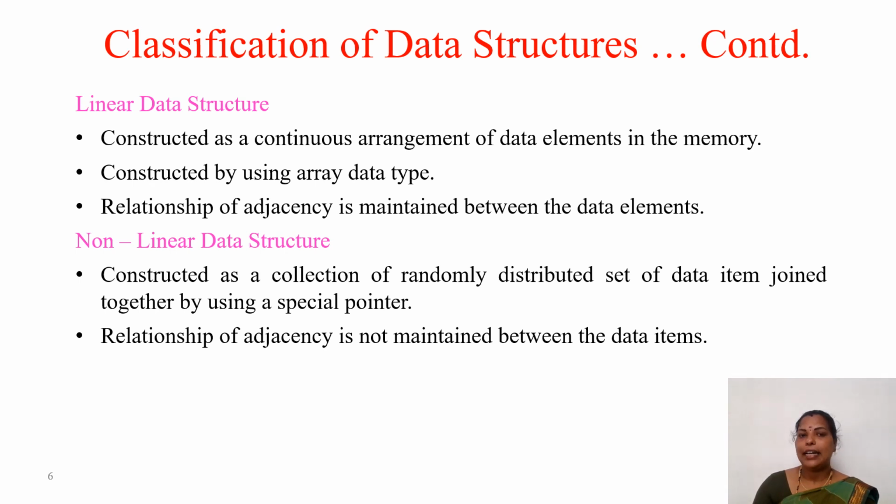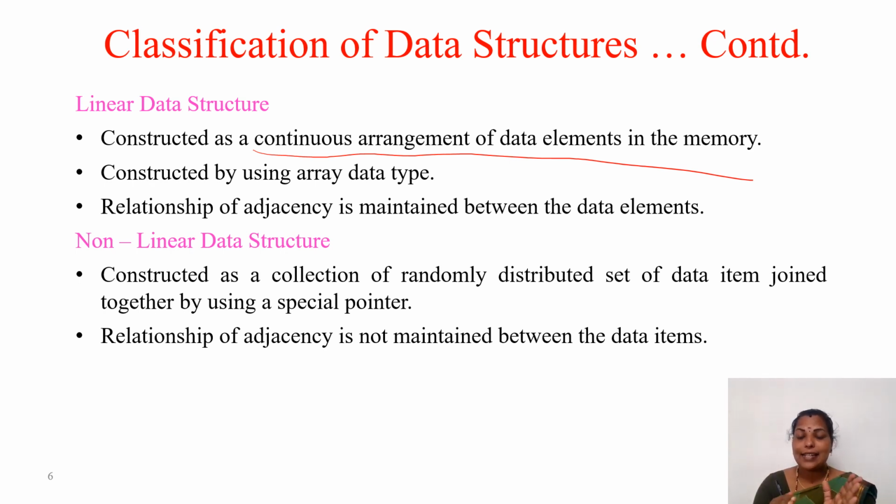So here the linear data structure is constructed as a continuous arrangement of data elements in the memory. Say for example, in your class, the roll number 2 person is sitting in the middle of 1 and 3. So 1, 2, 3, 4, likewise. This is a continuous arrangement of data elements. If you are storing the roll numbers of students in a class, then it is a continuous arrangement. Likewise, it is a continuous arrangement of data elements in memory.